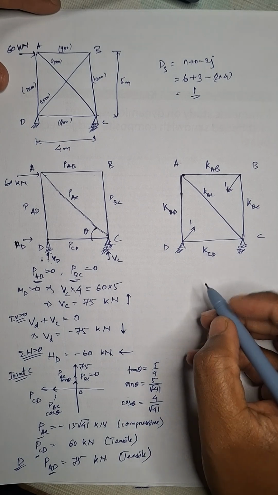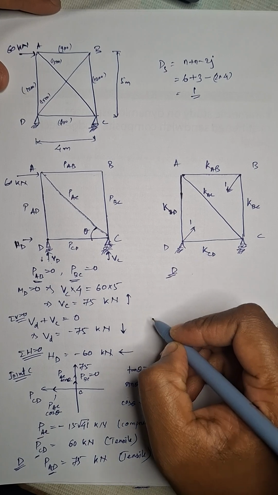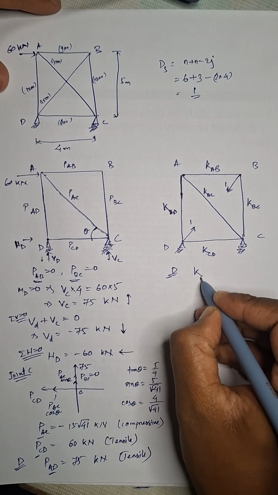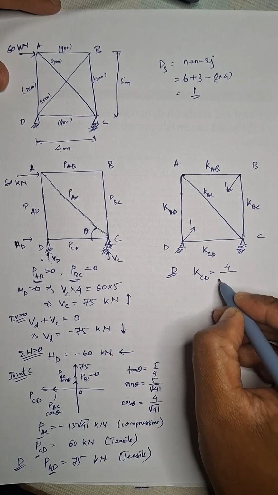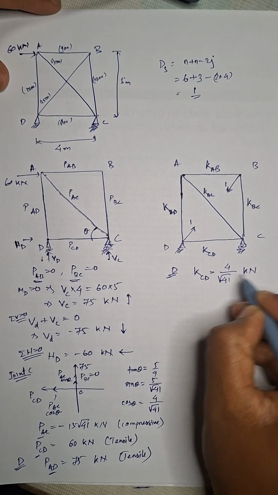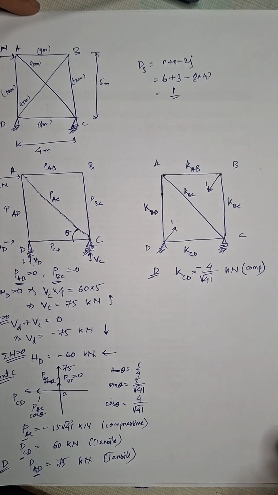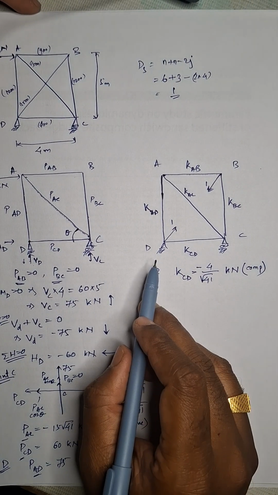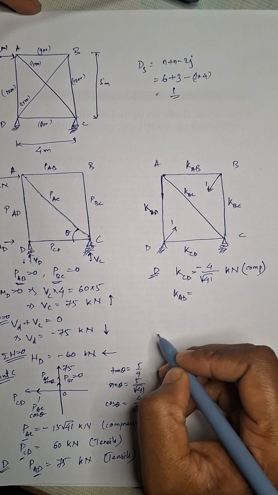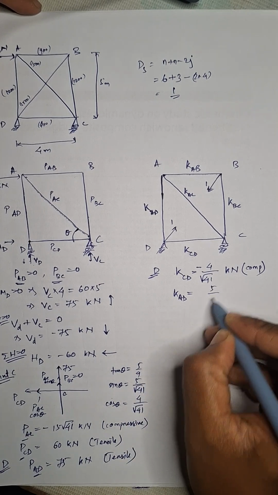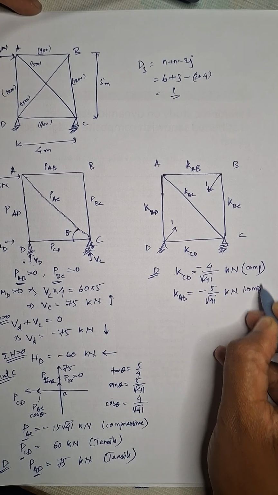If we solve it, by taking joint D, we get KCD equal to 1 cos theta. So this will be 4 by root 41 kilonewton, negative, which is compressive in nature. So by taking joint D, we got KCD and we'll get KAD also. We'll get KAD as 5 by root 41, again minus, which will again be compressive in nature.